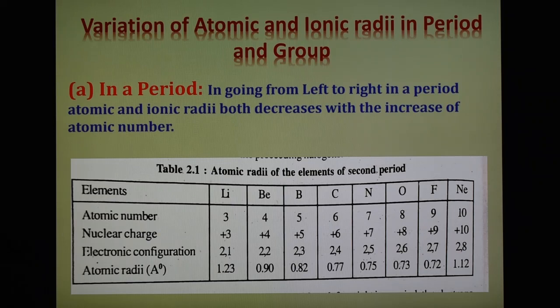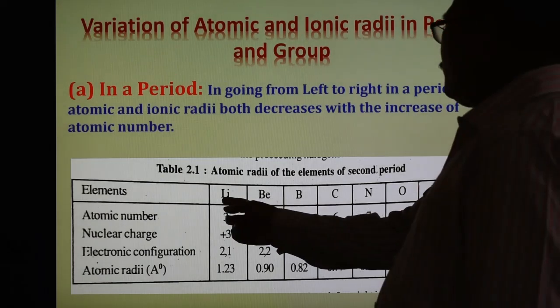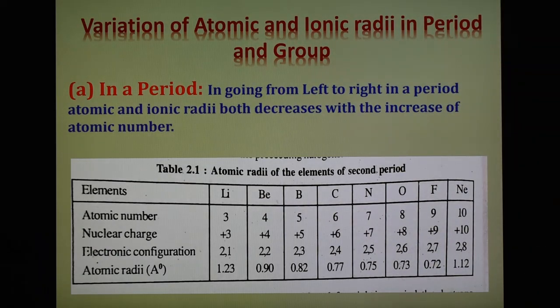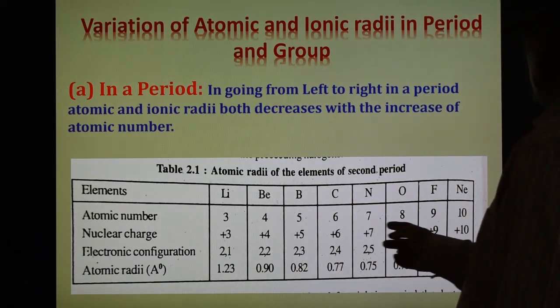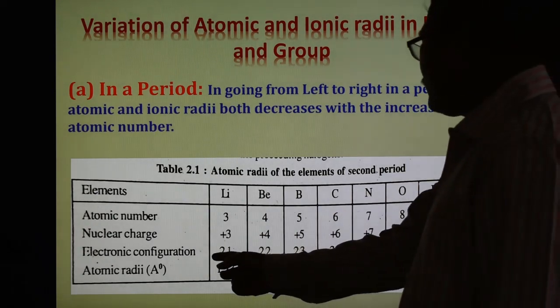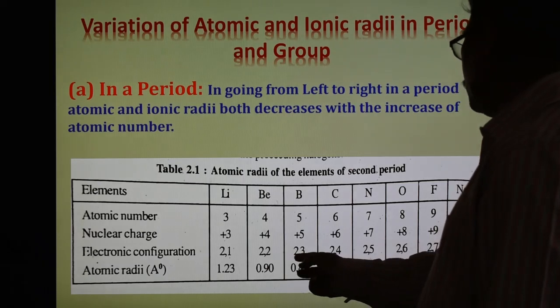In going from left to right in a period, the atomic and ionic radii both decrease with the increase of atomic number, and it is also shown in the table here. These are the elements of the second row: lithium, beryllium, boron, carbon, nitrogen, oxygen, fluorine, neon. Atomic numbers are shown here, 3, 4 up to 10, and nuclear charge +3, +4 up to +10. Electron configuration is 2,1; 2,2; 2,3; 2,4.